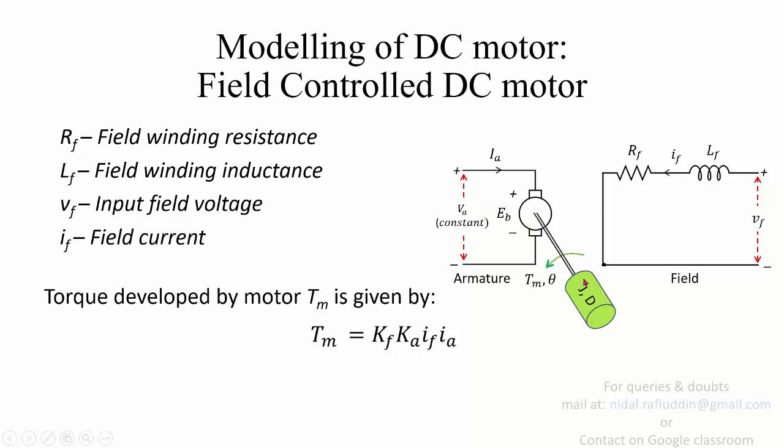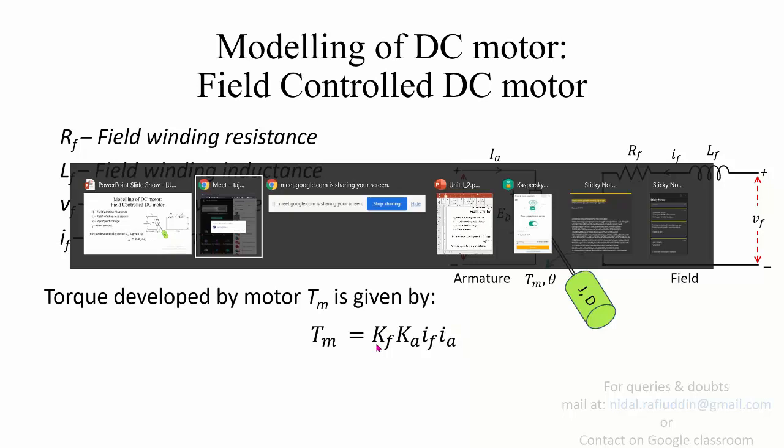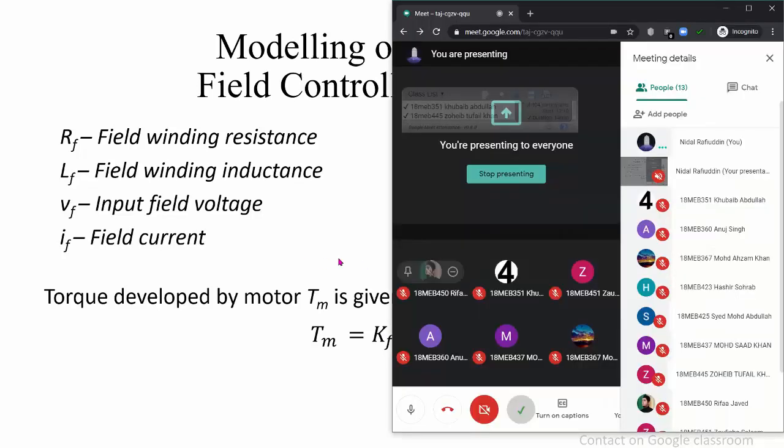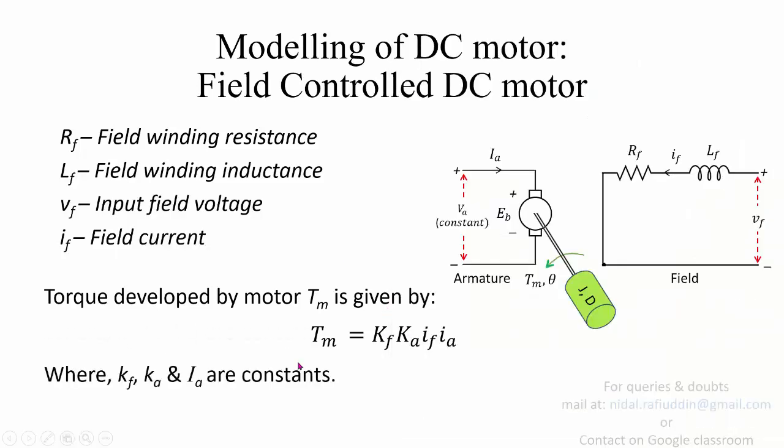In this particular case, since we are going to keep Va, the armature side voltage, constant, Ia will be constant. So we assume Ia is constant, and Kf, Ka and Ia are constants. Thus this can be written as the expression Tm = Kt' If. Now we see that the torque depends upon the field current in this expression. Yesterday what we obtained was Tm = Kt Ia, but now the expression is Kt' If.